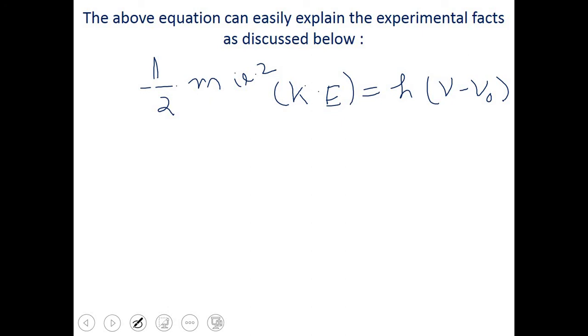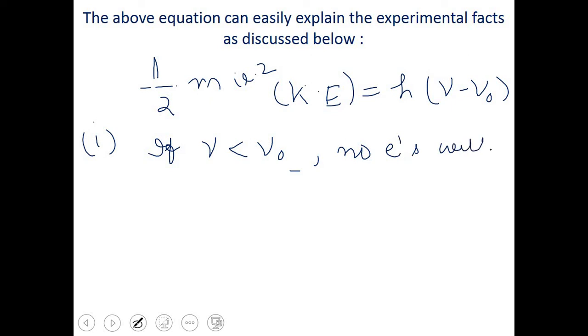So children, please look at the equation. From this equation, it is very clear that if the frequency of radiation nu is less than nu naught, are you understanding my point? I'm talking about if the frequency of the incident light is lesser than threshold frequency, lesser than nu naught, no electrons will be ejected. So I'm writing here, no electrons will be ejected.